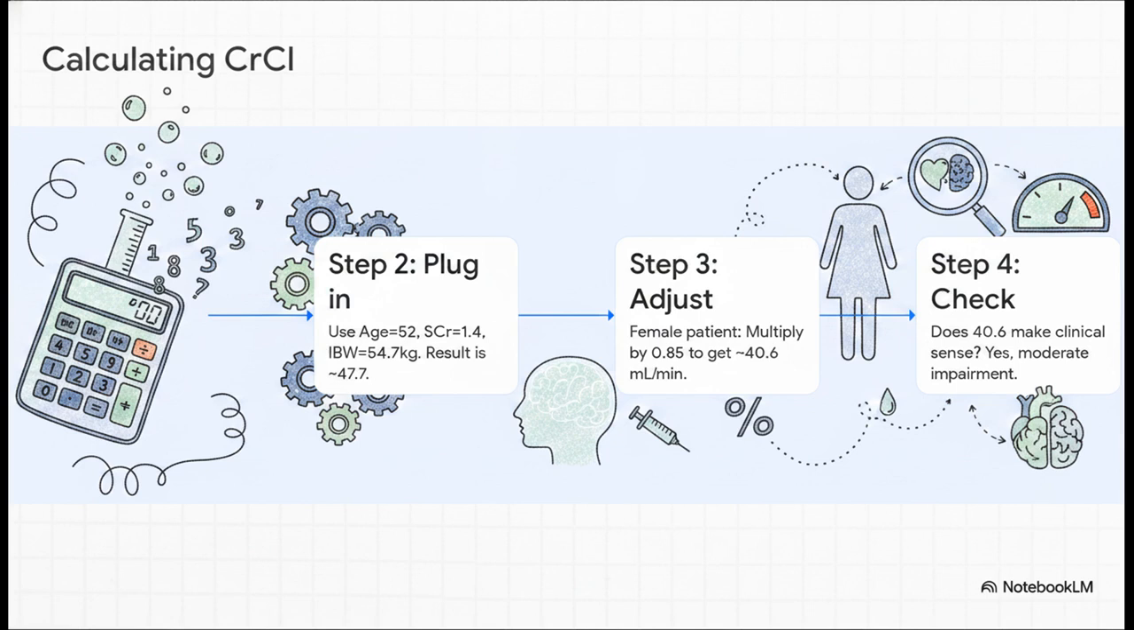Step 4, our clinical check. Does 40.6 make sense for an older patient with slightly elevated creatinine? Yeah, actually, it reflects moderate renal impairment, which physiologically makes perfect sense.